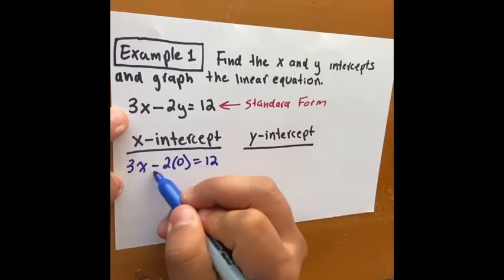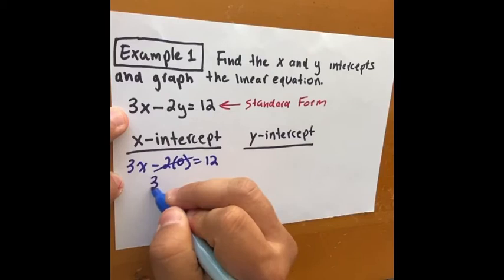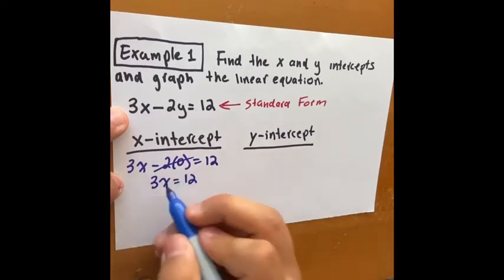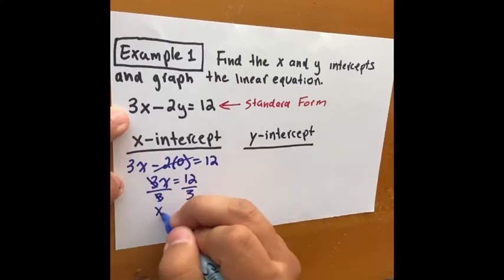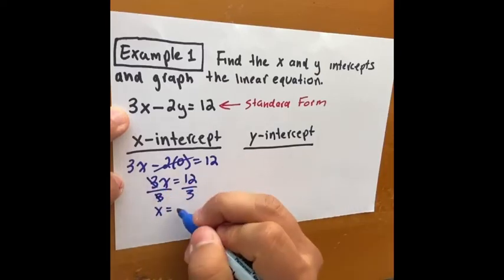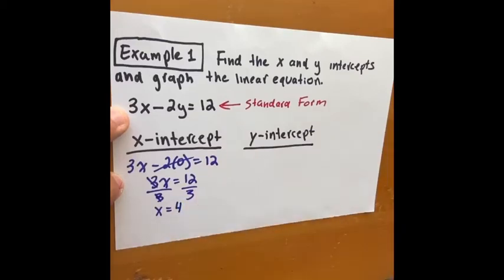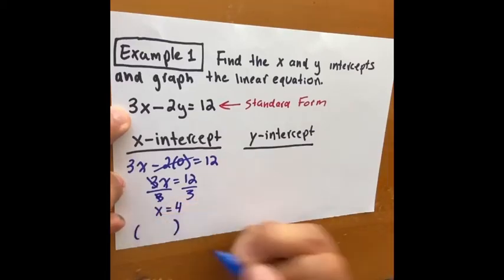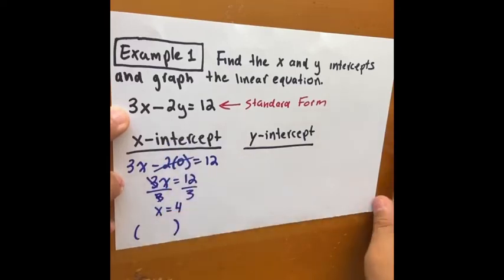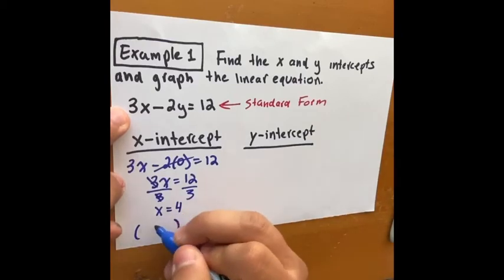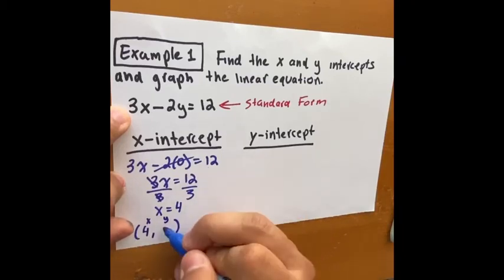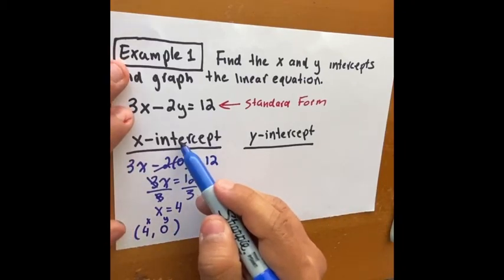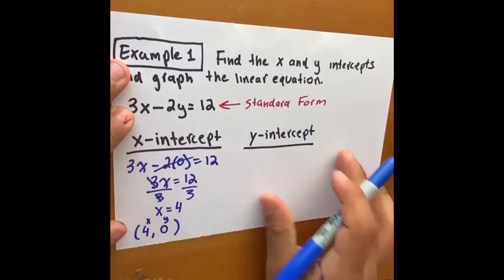Well, 2 times 0 cancels out, so we're going to cross it out. So we have 3x equals 12. To get x by itself, 3 cancels, and we have x is equal to 12 divided by 3, which is 4. Now, when I write this as a coordinate point, we said that all of our x-intercepts have a y value of 0. So my x-coordinate is going to be 4, and my y-coordinate is going to be 0, because all x-intercepts have a y-coordinate of 0.